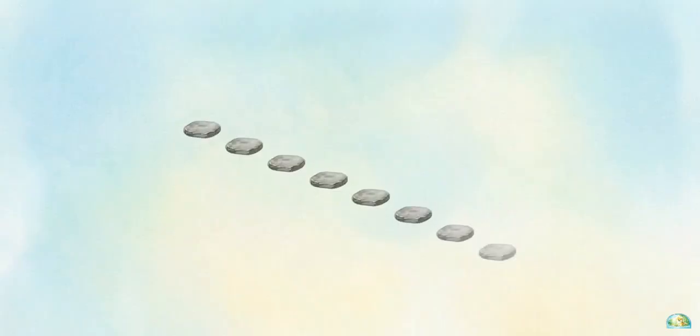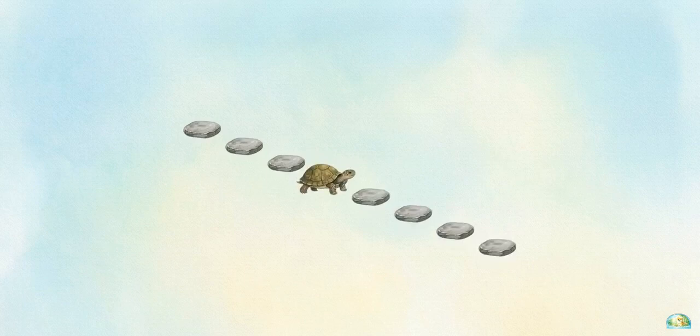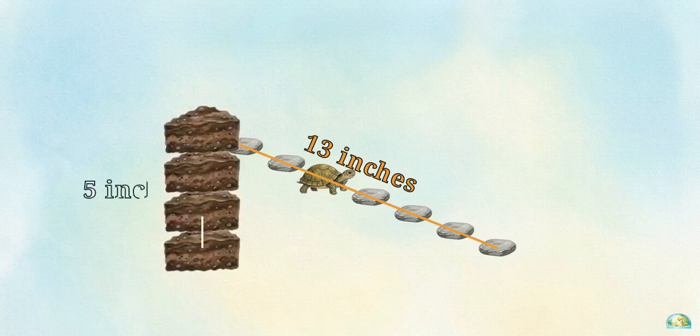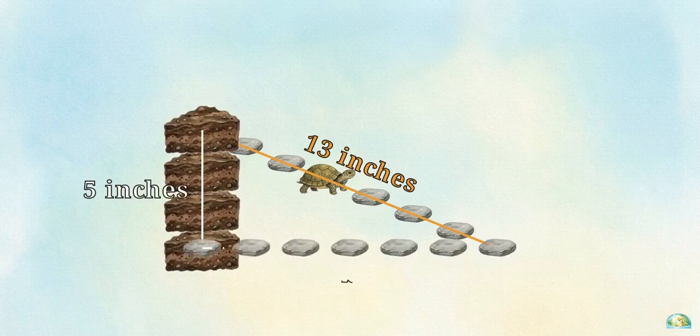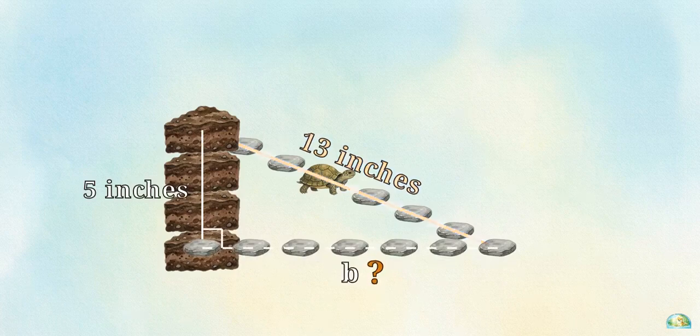Now, consider a different scenario. A turtle is crossing a diagonal stepping stone hypotenuse that we already know is 13 inches long. One leg along the bank is 5 inches, but the other leg, B, is missing. We have to change our approach here because we already have the longest side. Since 13 is the maximum boundary of this triangle, adding the squares would result in a missing side that is longer than the hypotenuse, which is impossible.